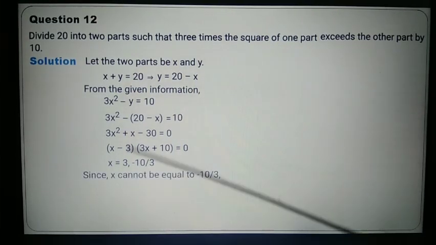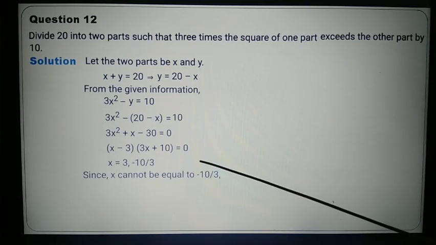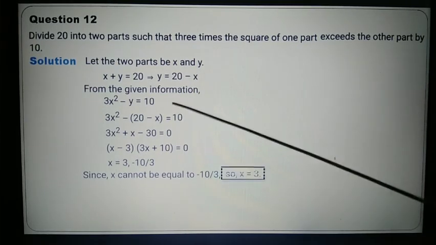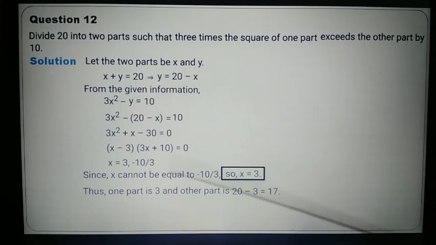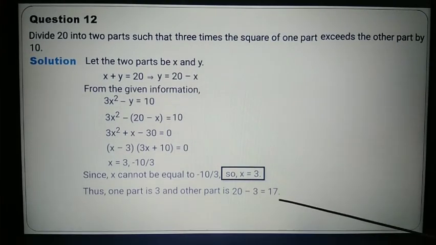So x cannot be this one. So that's why the number has to be 3. So the value of x is 3. So obviously if one part is 3, the other part has to be 17, right? Okay, so pause the video to note down.